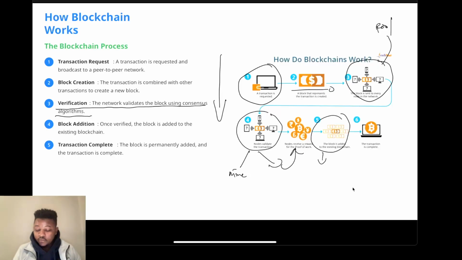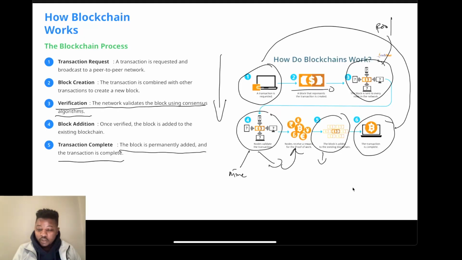Then the nodes receive rewards in the form of crypto or whatever the case. Then the block is permanently added, and the transaction is complete. This is where you get a notification in your MetaMask that the transaction has been confirmed. We are back at this same place again. So this is the basics of blockchain.